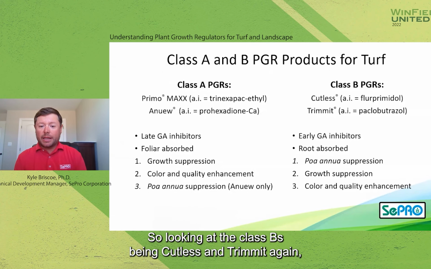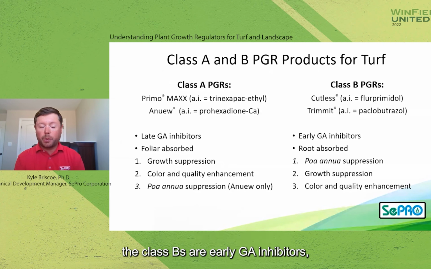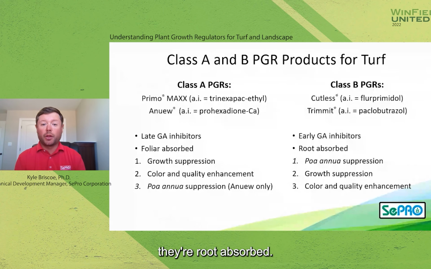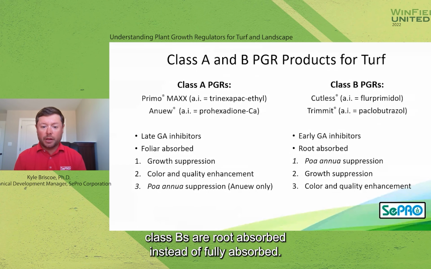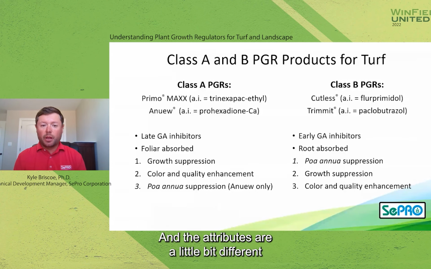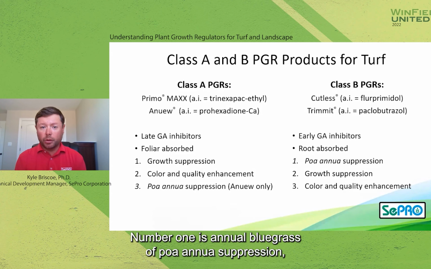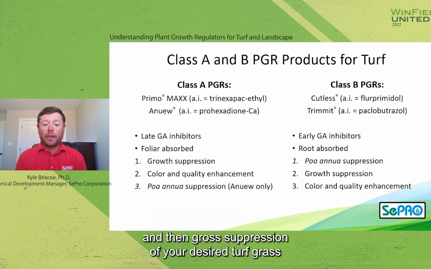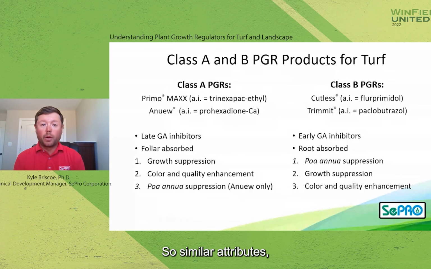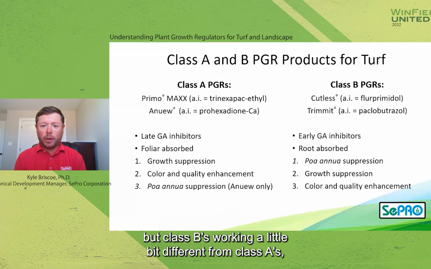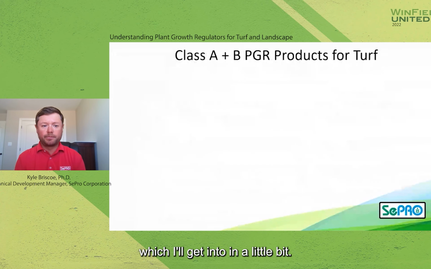So looking at the class B's, being Cutlass and Trimit, again, the class B's are early GA inhibitors. They're root absorbed. So unlike class A's, class B's are root absorbed instead of foliar absorbed. And the attributes are a little bit different in terms of what they're mainly used for in turf. Number one is annual bluegrass or Poa annua suppression, and then growth suppression of your desired turf grass, and then color and quality enhancement. So similar attributes, but class B is working a little bit different from class A's, which I'll get into in a little bit.